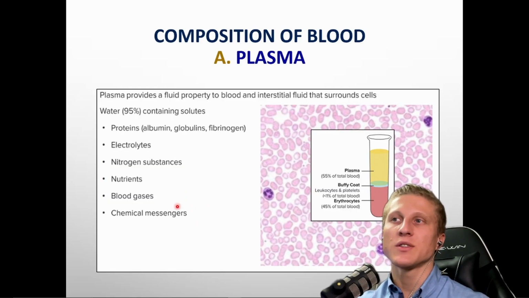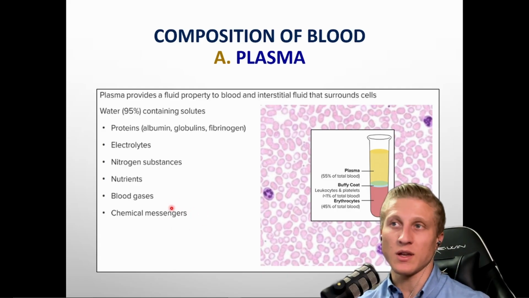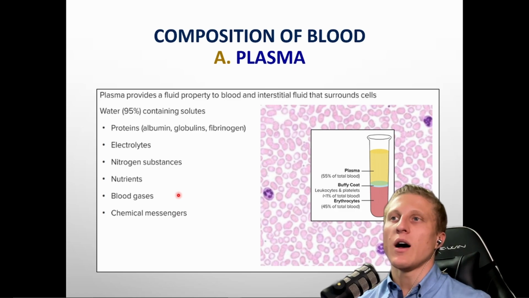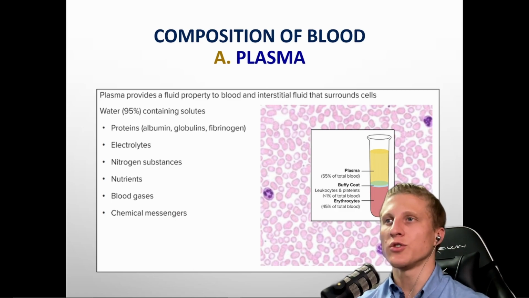And then we'll have various other chemical messengers. These will be things like hormone molecules. Think of testosterone and estrogen as your primary sex hormones. They can be dissolved within your blood plasma, as well as other things like cytokines, which are tiny little chemical messenger molecules. Some cytokines serve a very important function within our immune system.